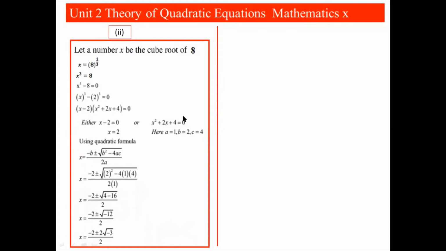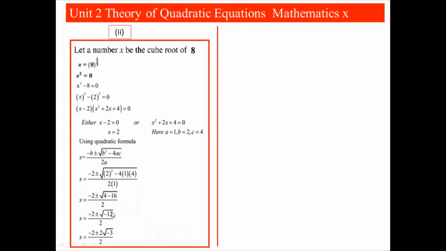Here we have to use the quadratic formula to find the roots of this quadratic equation. So here a is equal to 1, b is equal to 2, and c is equal to plus 4. We know that the quadratic formula is x is equal to minus b plus minus square root of b square minus 4ac divided by 2a. So here b is 2, a is 1, c is 4. By replacing the values, we have this form.